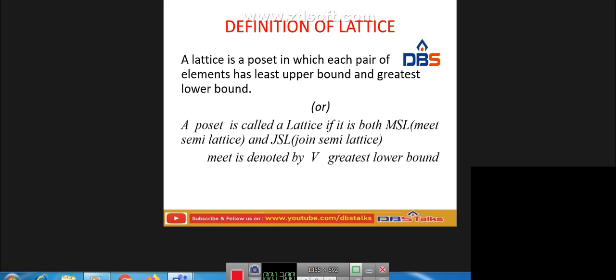Meet is denoted by the symbol ∧, the greatest lower bound, and join is denoted by the symbol ∨, the least upper bound. The greatest lower bound is GLB, and join is called the least upper bound, that is LUB. So a lattice is a poset in which each pair of the elements has a least upper bound and greatest lower bound, or it is called a meet semi-lattice or join semi-lattice.